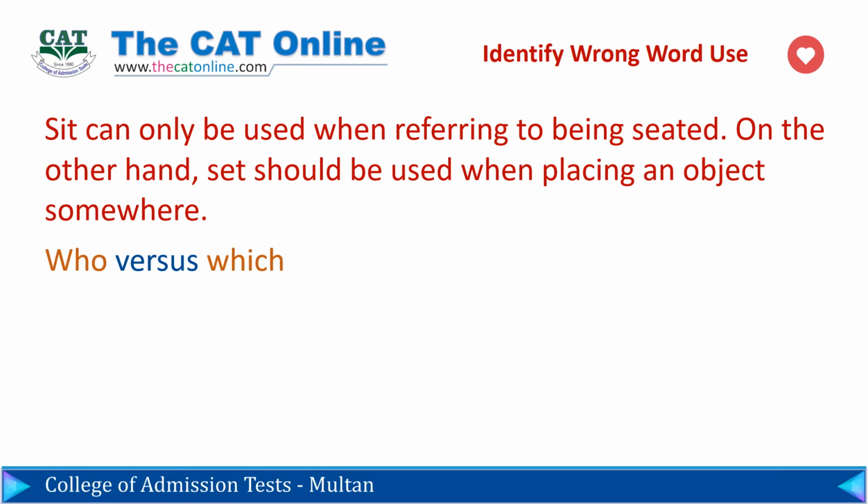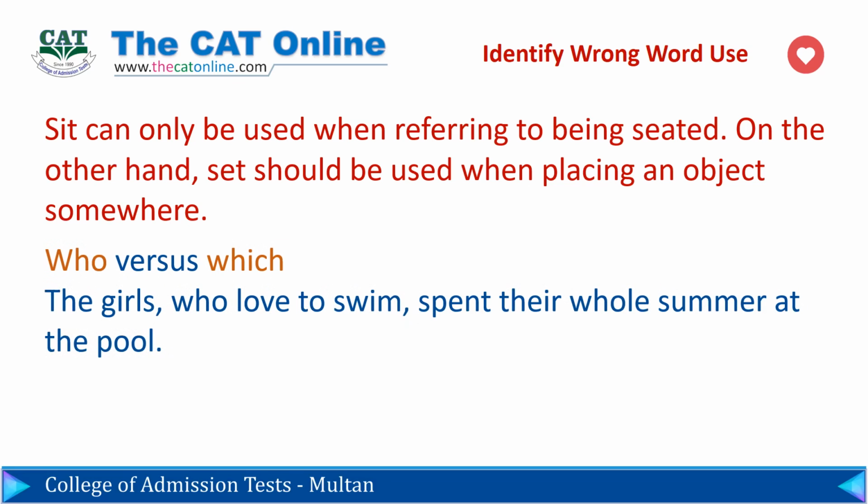A final example of words used in the wrong situation involve who versus which. Who always refers to people. As in this sentence, the girls, who love to swim, spent their whole summer at the pool. In this case, the girls are people, and so who needs to be used to add in the information about loving to swim. Use which when referring to inanimate objects.